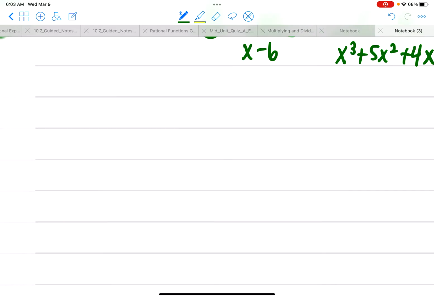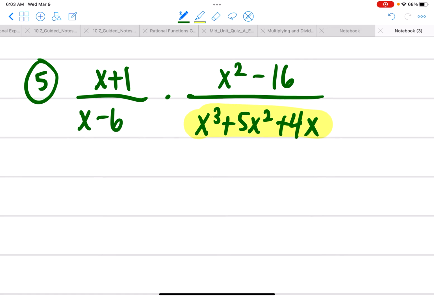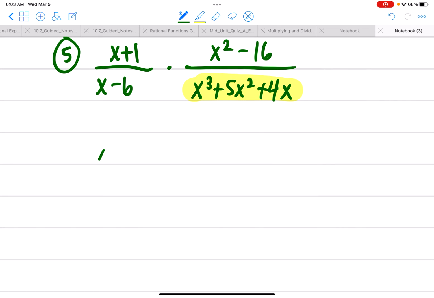Let's look at 5. 5's pretty tough, and the reason that people hate 5 is because you have an x cubed there, and people are like, we've never done this before. I don't know what to do. So here you go. You ready? The first fraction stays the same. The second fraction, it's already multiplication, so we're good there. So we're going to have x plus 4 times x minus 4.